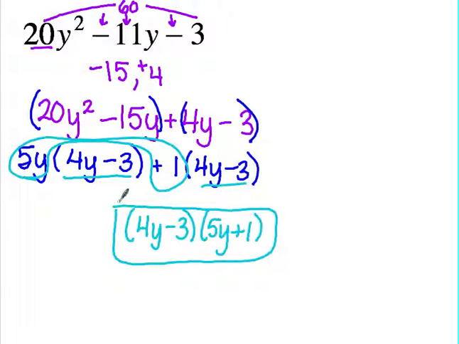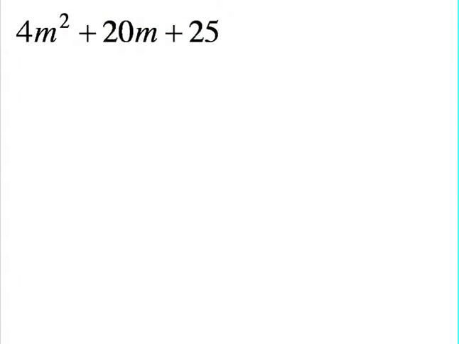Alrighty, we're going to try another one: 4m squared plus 20m plus 25.